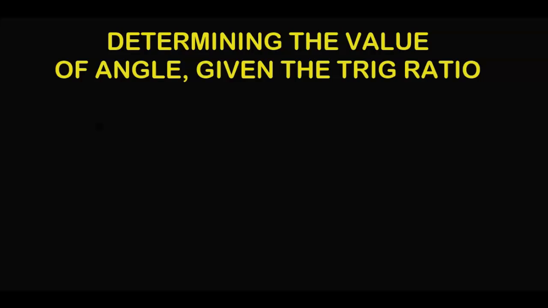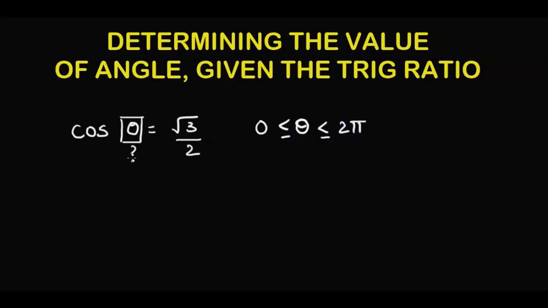Hey guys, in this lesson we will understand how to determine the value of an angle when we are given its corresponding trigonometric ratio. That means if we are given a ratio cos theta is equal to root 3 over 2, and we are asked to find out for what angle theta this cos ratio is going to be root 3 over 2. Along with this, if we are also given the domain in which theta lies, and that is 0 to 2 pi, then how do we solve this type of question for theta?